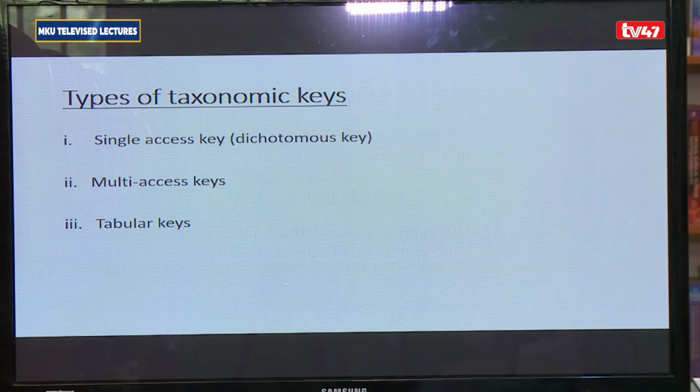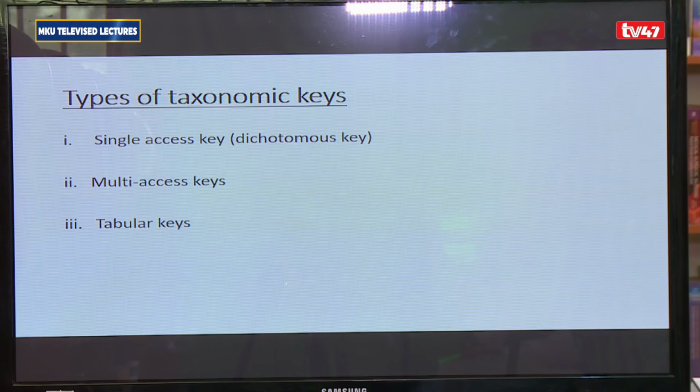Now, as you're busy identifying organisms using the characteristics you have talked about, as you identify an organism, we can use what we refer to as taxonomic or diagnostic keys as a reference point to identify the organism. Now, when it comes to taxonomic keys, we define a taxonomy key simply as a tool that assists one to identify an organism. And there are different types of taxonomy keys. We have got one, single access key, also called the dichotomous key. You have got the multi-access keys, and you've got the tabular keys.